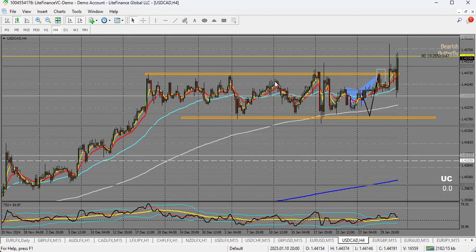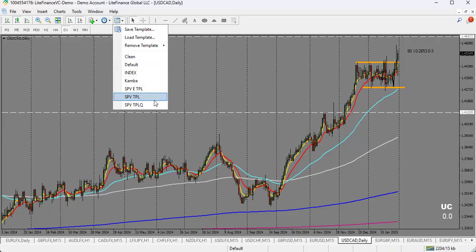We have a zone here at this price level and a zone here at this price level. Price has been forming what we call a rectangle pattern here, which is a consolidation before it continues with the trend.